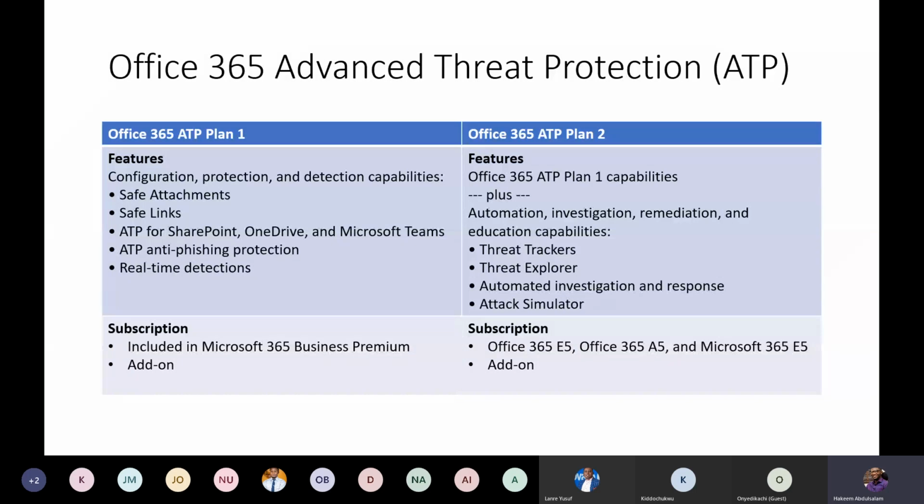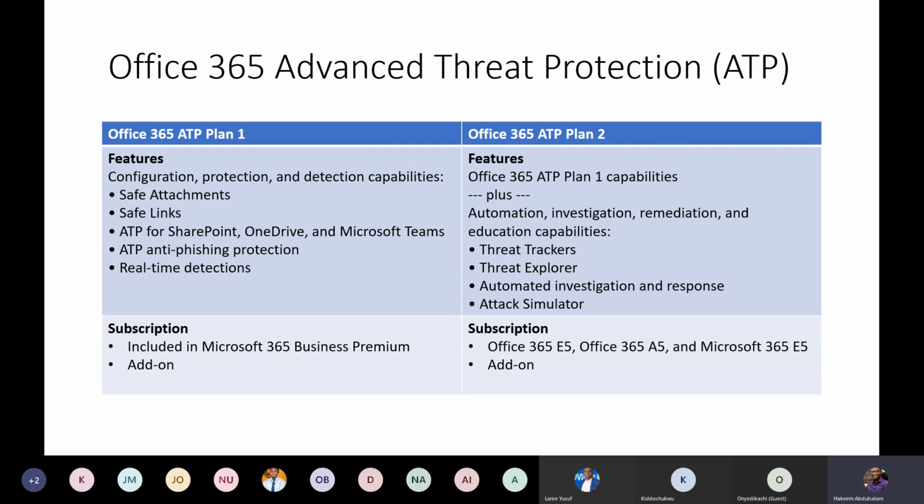And another feature that I like is Attack Simulator, which you can use to run phishing campaigns and all of that. So for you to be able to use ATP, if you're running Microsoft 365 Business Premium, it already comes with ATP Plan 1. But if you're not, probably you're just running the basic Office 365 license, for example E1, and you need the ATP feature, you can buy it as an add-on.